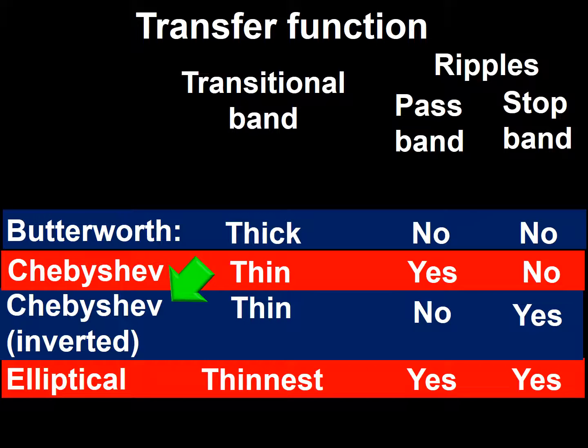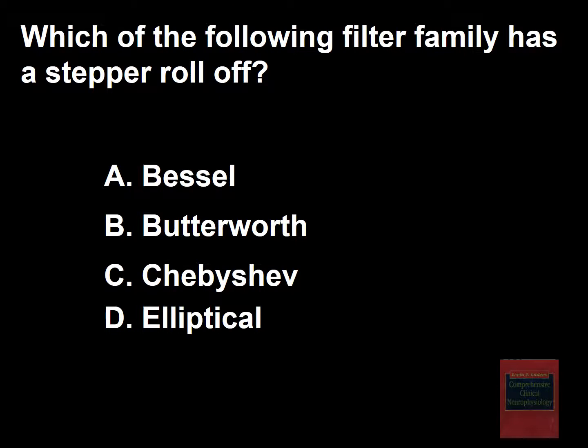Chebyshev inverted has also a thin transitional band and has ripple in the stopband, but no ripples in the passband. Elliptical has the thinnest transitional band, but has ripples at both ends. So the answer to this question is D.